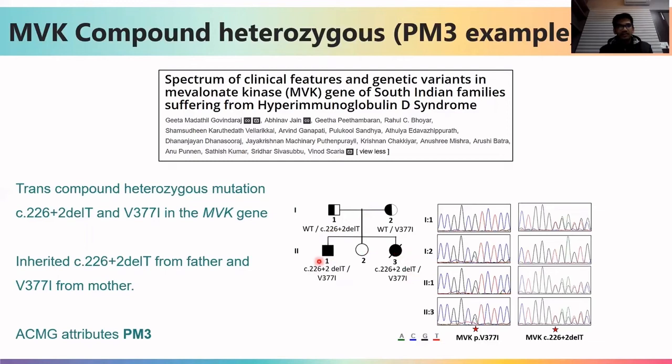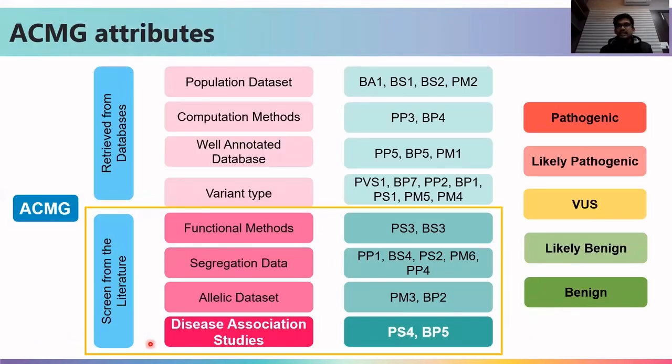Okay, in both the cases. So such type of inheritance is a trans compound heterozygous mutation inheritance. Okay, in this both the copies are not functioning properly and the person is affected. So in this scenario, you can mark the attribute for the fourth mutation as PM3. Okay. So this much is for the allelic data set.